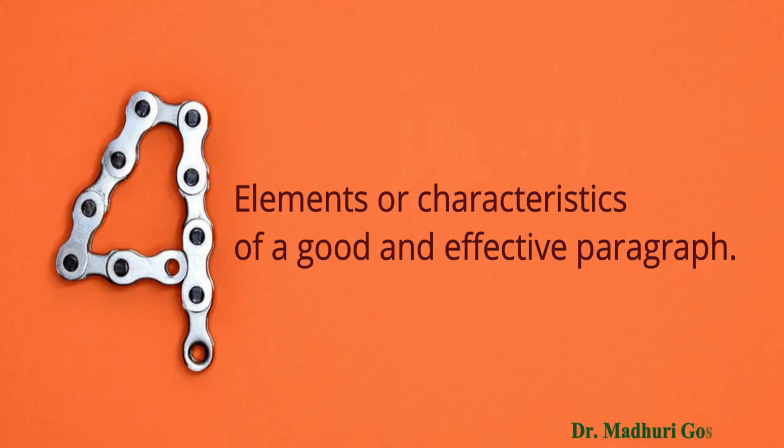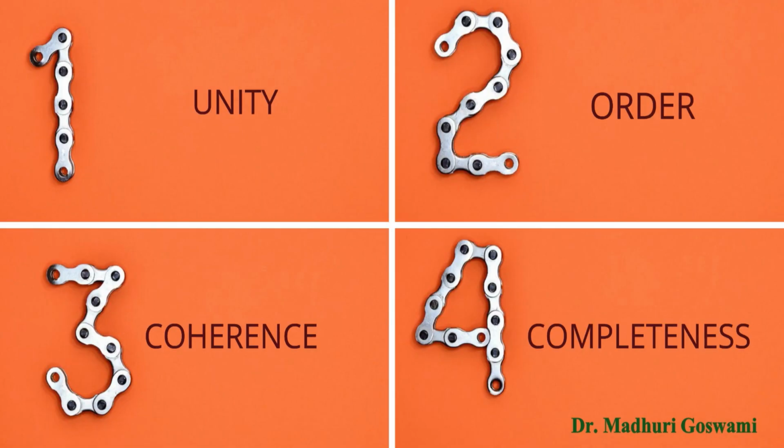So, in the previous lesson, we started the discussion about these four essential elements of a paragraph. First, unity. Second, order. Third, coherence. And fourth is completeness. In the previous part, we have discussed what is unity in the context of paragraph writing and how we can attain this while writing a paragraph, how we can bring in this element of unity while composing, while crafting this piece of writing, the paragraph.